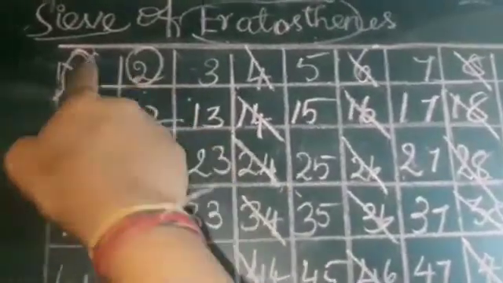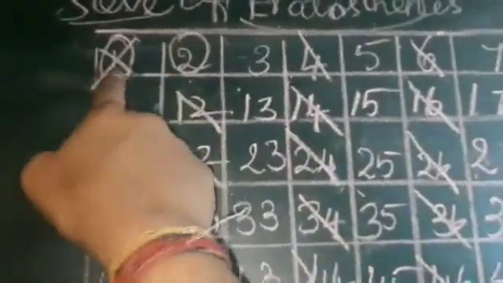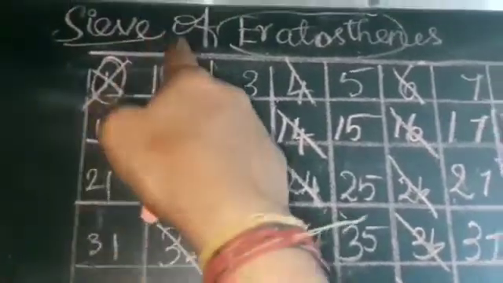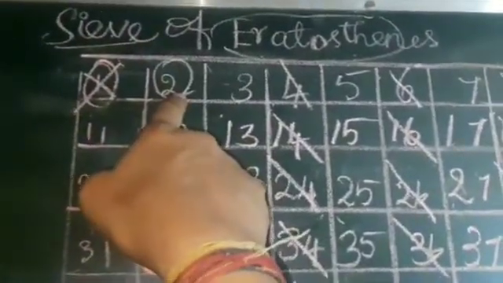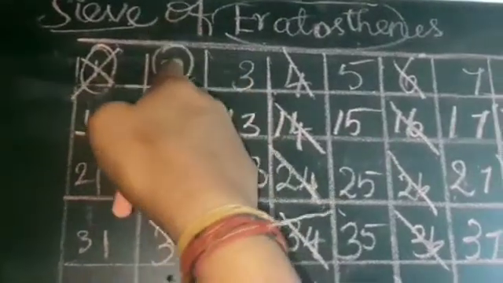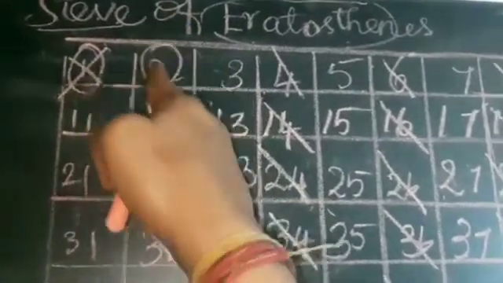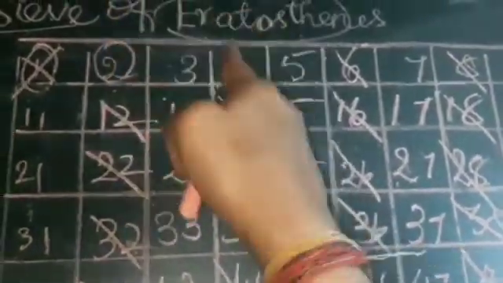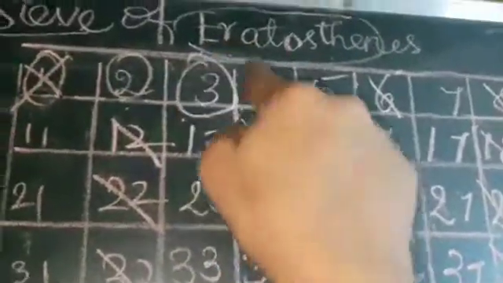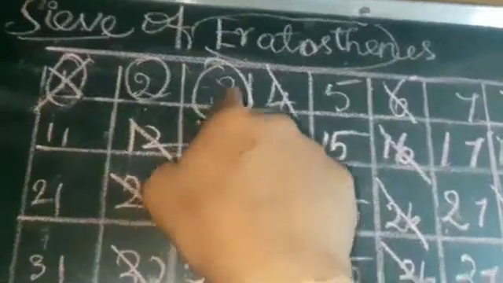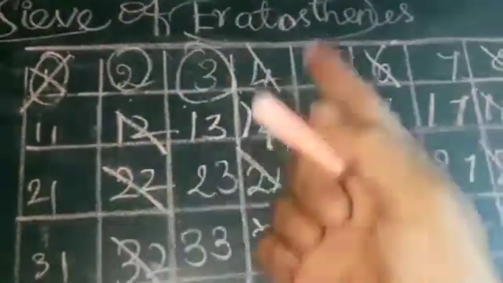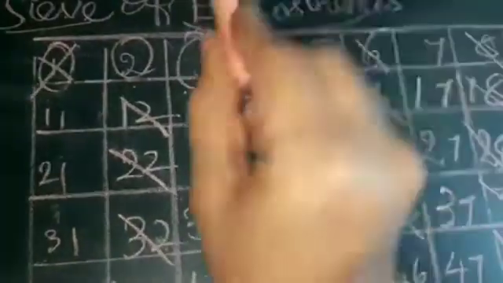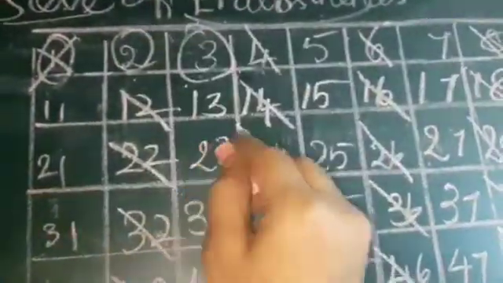First, what I did, I crossed out the number 1 because 1 is not a prime number or a composite number. The next number is 2. I have circled the number 2. Then I crossed the numbers which are exactly divisible by 2. The next number is 3. As I circle the number, the next step is to cross out the numbers that are exactly divisible by that number.